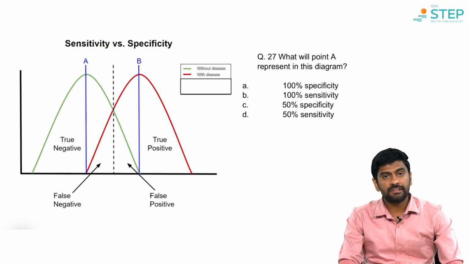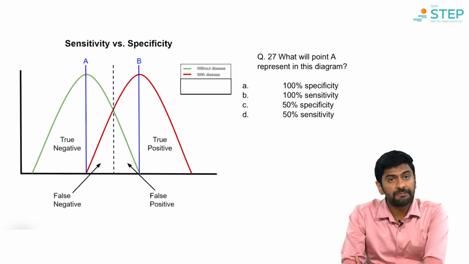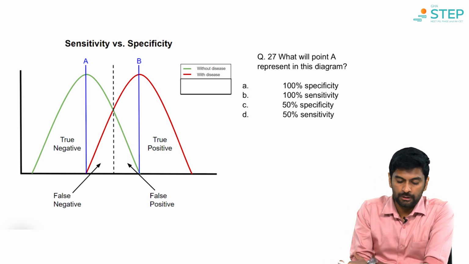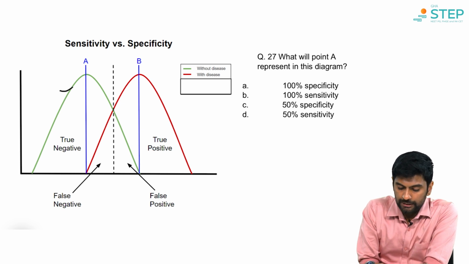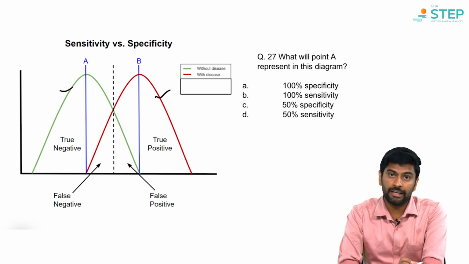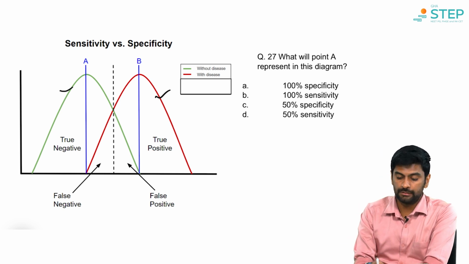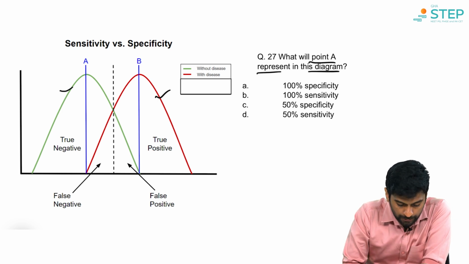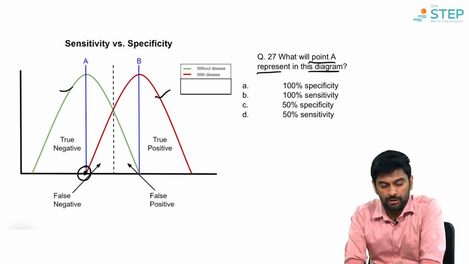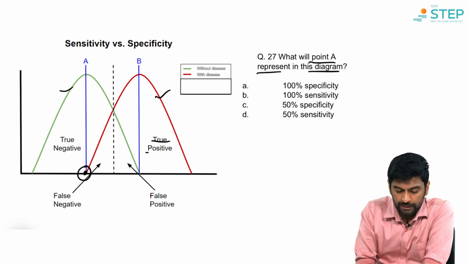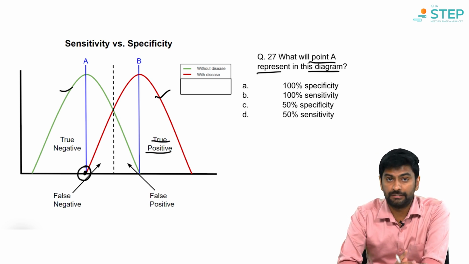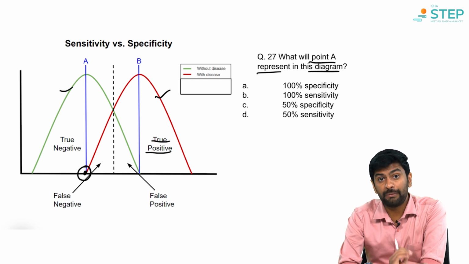Next, this is an interesting question wherein we are seeing the sensitivity versus specificity of a test. So, if you are having one population which is non-diseased and another with disease, so the red is with disease whereas the green is without the disease. So, the question is, what will point A represent in this diagram? So, the point A is starting here, exactly at this point, wherein beyond which all are going to be catching the true positives. So, you're going to take in all the cases that are positive, truly positive. So, you're not going to miss even a single case. So, that means it's going to be 100%.